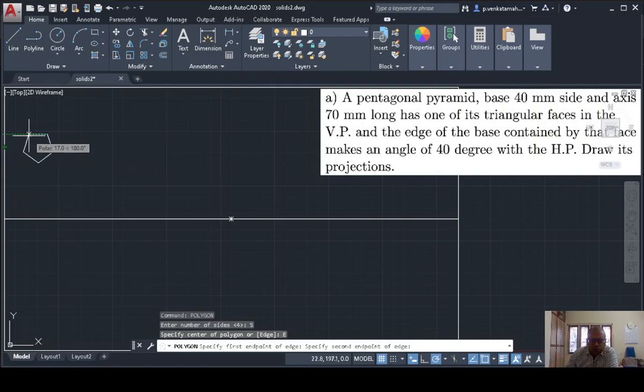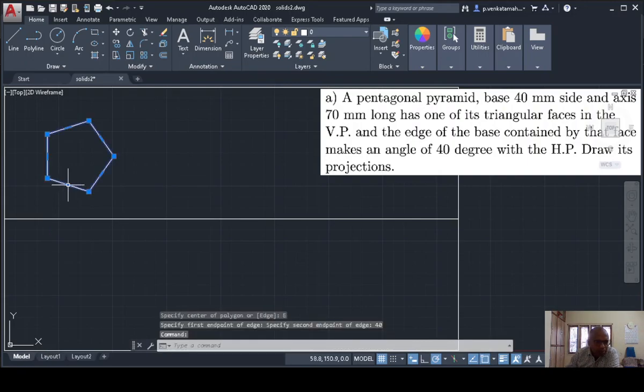So here we have to search for that information here. What it is said here is one of the triangular faces is in VP. So we should draw in such a way that the edge containing the triangular face is perpendicular to xy. And in that way, if we draw, then we can make the triangular face lie on the VP. So this is the condition. This green color line is showing that this edge is perpendicular to xy. Now what is the length of that edge? It is 40. Type 40, press enter. Now this is the pentagon of edge 40 mm. So all the sides are of 40 mm.